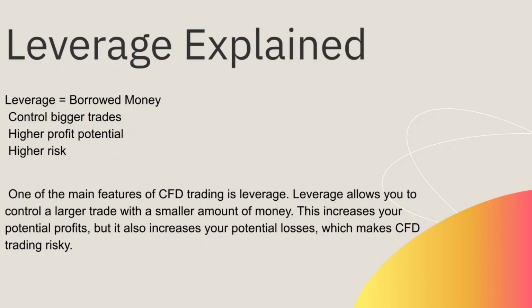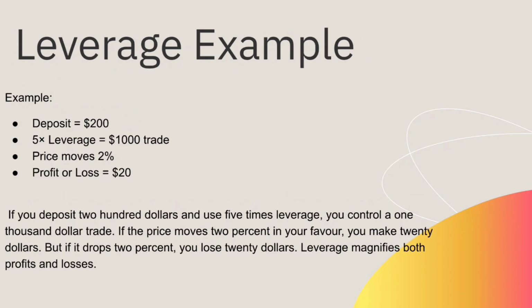Now we need to speak about leverage, which ties directly into this. Leverage is simply borrowed money. It allows you to control bigger trades. It allows for higher profit potential, but also higher loss potential, which creates a situation of overall higher risk. One of the main features of CFD trading is often leverage, as leverage allows you to control larger positions with smaller amounts of money. This can increase your potential profit, but also your potential loss, and this makes CFD trading significantly more risky in a lot of instances than traditional trading.